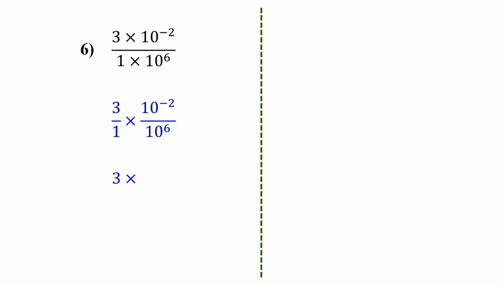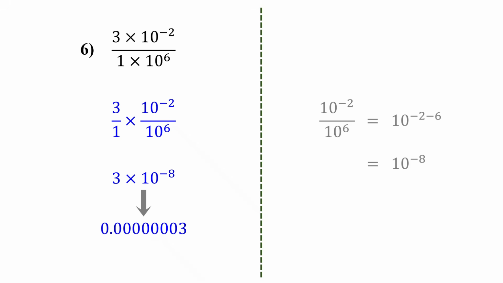For the powers of 10, use the same division rule. Keep the base and subtract the exponents. -2 minus 6 equals -8. So we get 10 to the -8th power. Finally, check the number part. 3 is between 1 and 10, so this is already in proper scientific notation, and that's your final answer. If you want that in standard form, start with 3 and move the decimal point 8 places to the left.